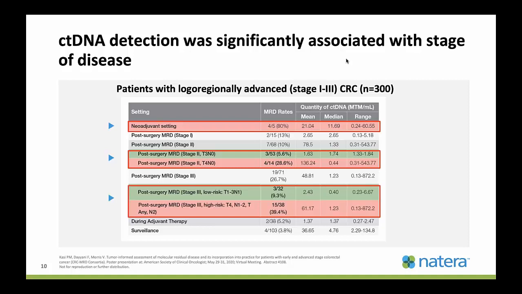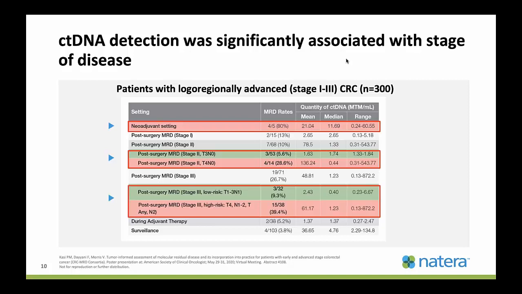Now, some of these patients had adjuvant chemotherapy. Some of them did not. This was at the discretion of the treating physician or at the acceptance of the patient. Within stage 2, MRD detection rates in patients with T3 stage 2 was 5.6%, whereas if it was T4, the MRD positivity was 28.6%. And accordingly, in stage 3, patients with low risk stage 3 had an MRD rate of 9.3%, but if it was high risk stage 3, it was fourfold higher at 39.4%.